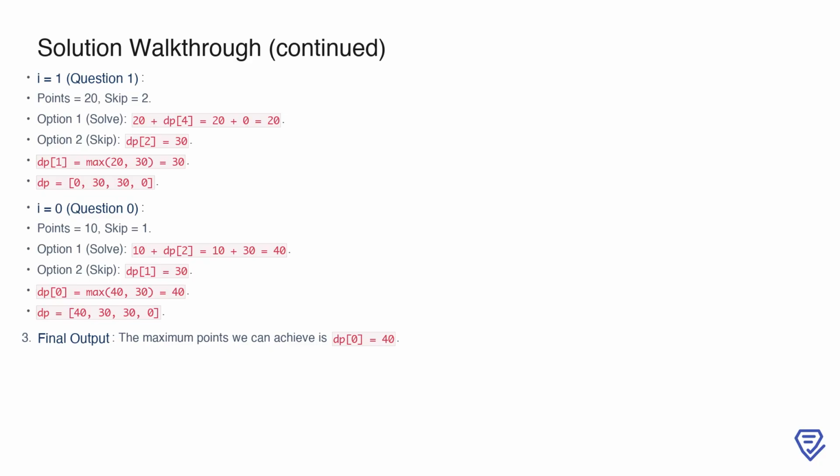Finally, we consider question 0, which offers 10 points and requires skipping 1 question. Solving it gives 10 plus DP[2], or 40, while skipping it gives DP[1], which is 30. The better choice is to solve, so DP[0] becomes 40. The final DP array is 40, 30, 30, 0. The maximum points we can achieve is stored in DP[0], which is 40.